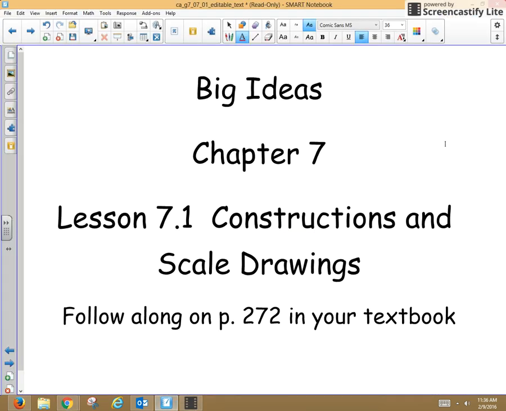Hello, students. Today we are starting a brand new chapter, Chapter 7. This lesson is 7.1, Constructions and Scale Drawings. So follow along with me in your textbook on page 272, please.